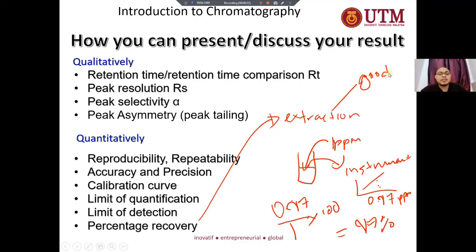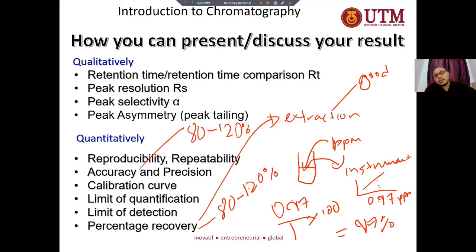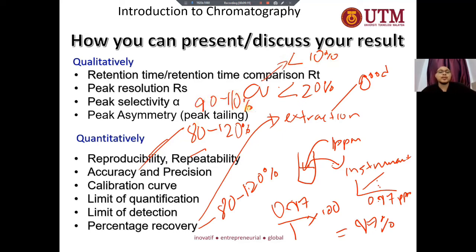For percentage recovery to be accepted, it needs to be between 80 to 120%. Accuracy and precision are also between 80 to 120%. For reproducibility and repeatability, the CV you need to obtain is less than 20%. But if you deal with drugs, pharmaceutical, or biological samples, you need to obtain less than 10% for CV and 90 to 110% before your data can be accepted.